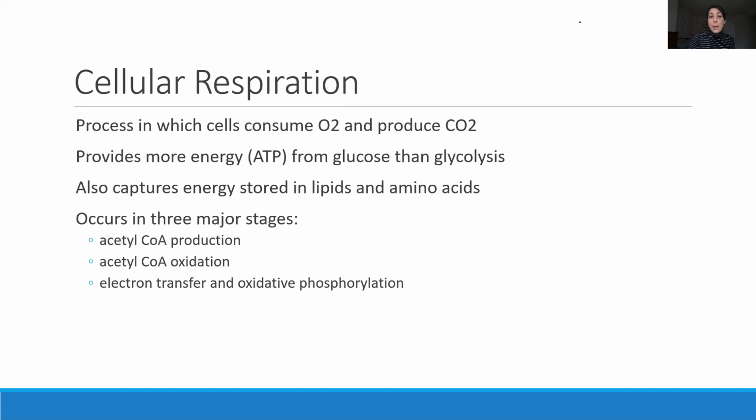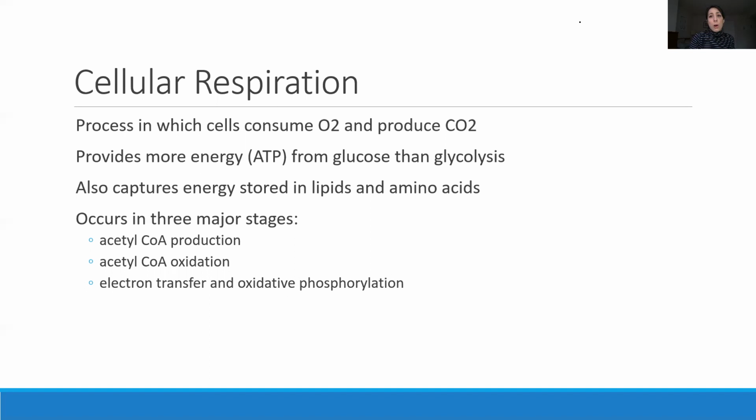There are 3 major stages during this process of cellular respiration. The first stage is producing acetyl-CoA. The second whole stage is the oxidation of acetyl-CoA. And then the last stage is electron transfer and oxidative phosphorylation.